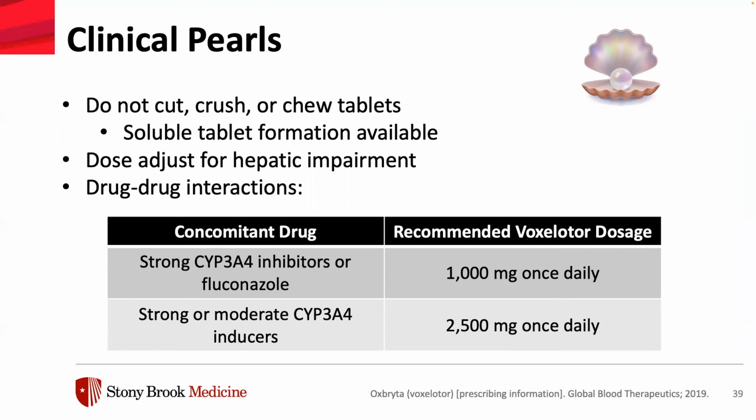We also want to dose adjust for any severe hepatic impairment, or Child-Pugh class C. And this drug is a CYP3A4 substrate, so with any inhibitors or inducers, we would need to dose adjust the voxelotor dose.